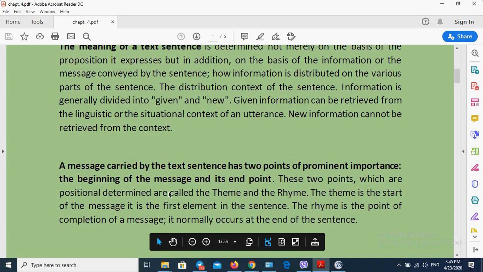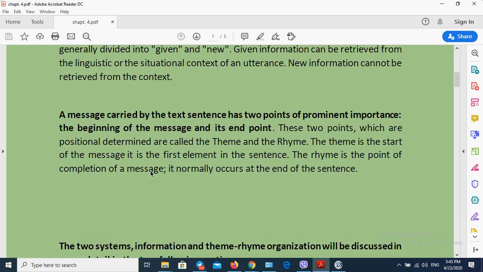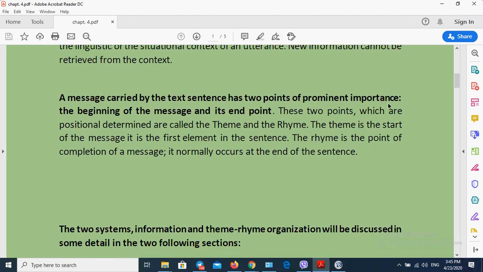Let's move to the next. A message carried by a text sentence has two points of prominent importance. What are they? Number one, the beginning of the message, and second, its end point. What do we mean by this? These two points, which are positionally determined, are called the theme and the rheme.